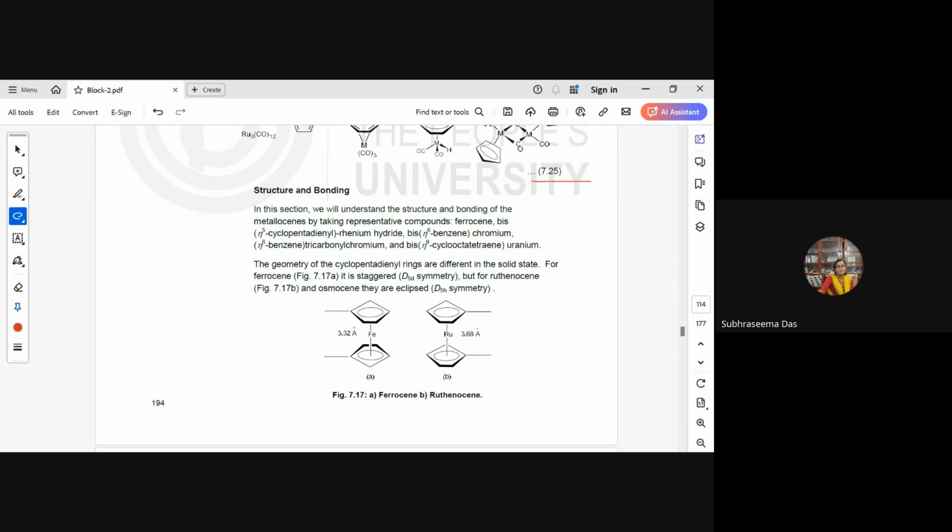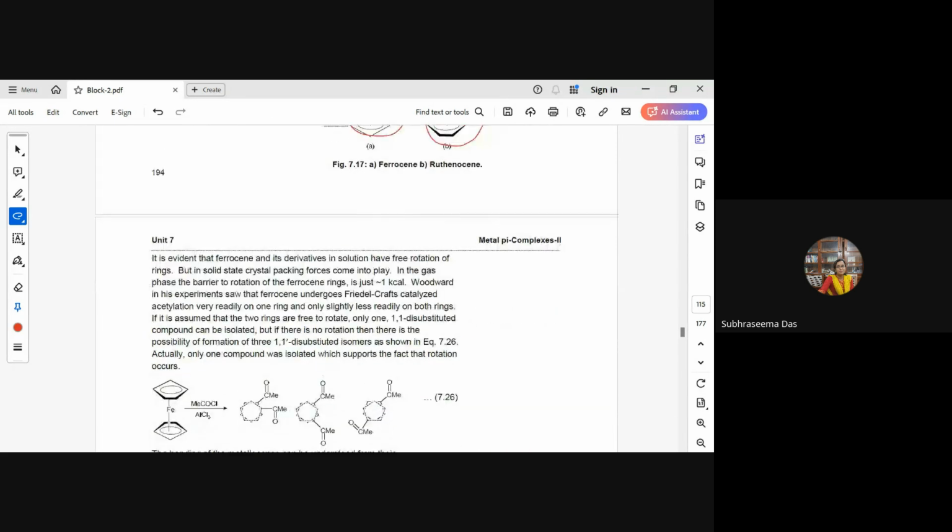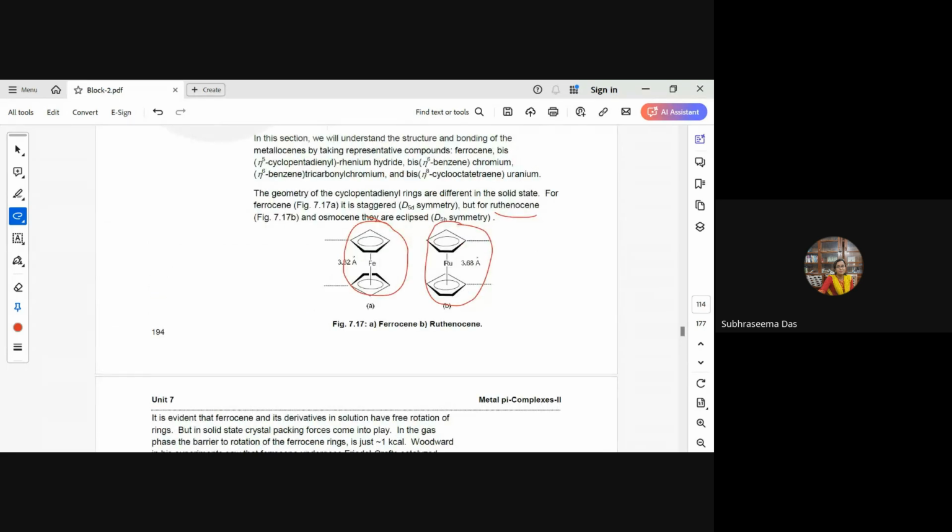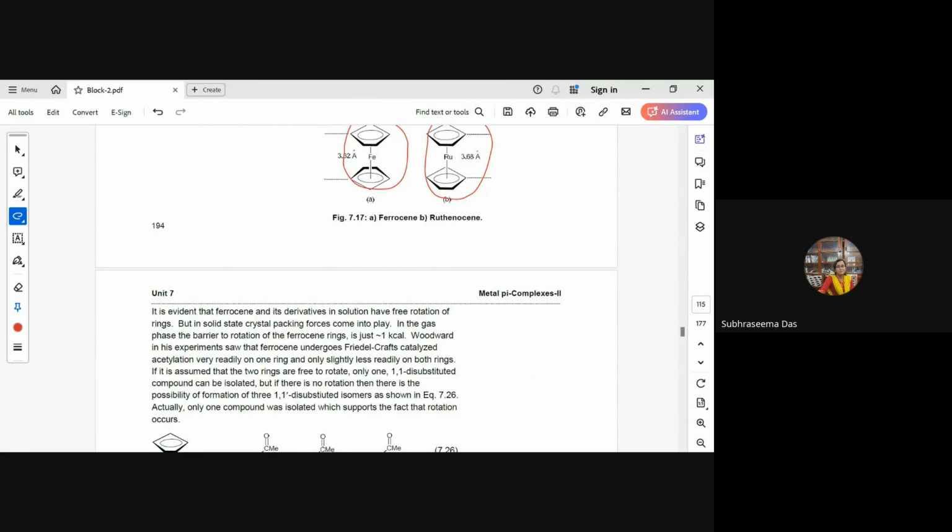For ferrocene, if you look into this, it is staggered and the symmetry is D5d. But for ruthenocene, shown here in this figure, and osmocene, they are eclipsed geometry and they have D5h symmetry. So we can see that the geometries are different for different metals in different metallocenes.